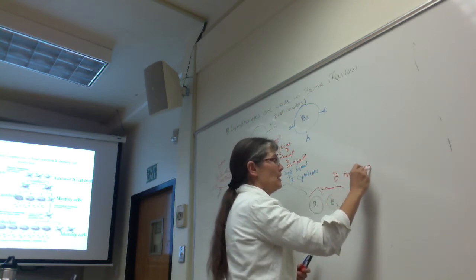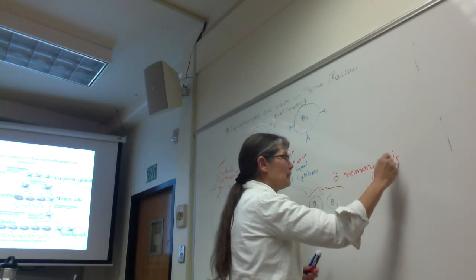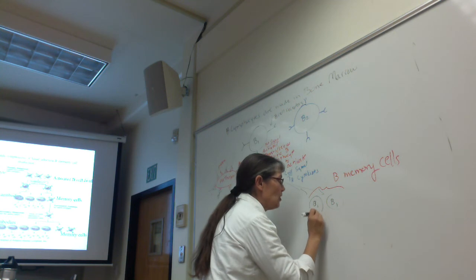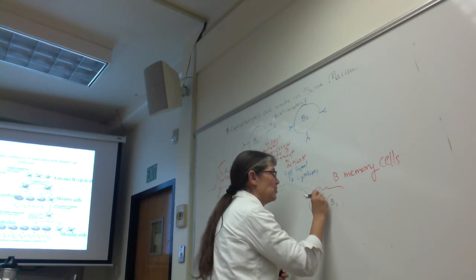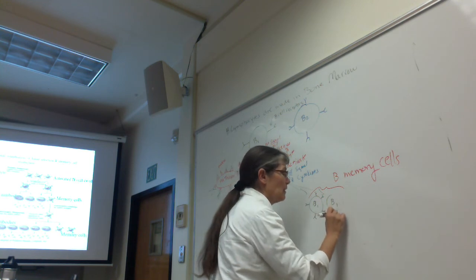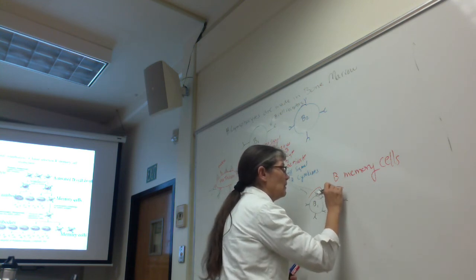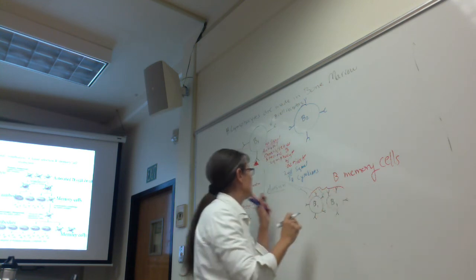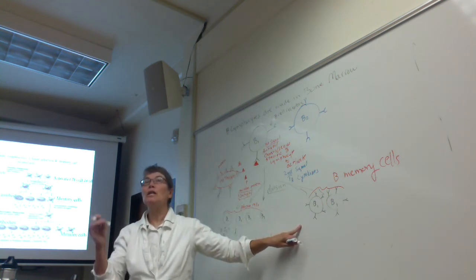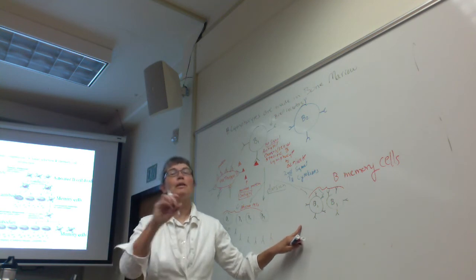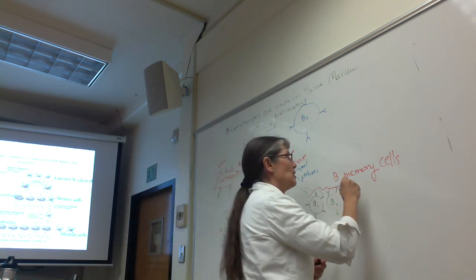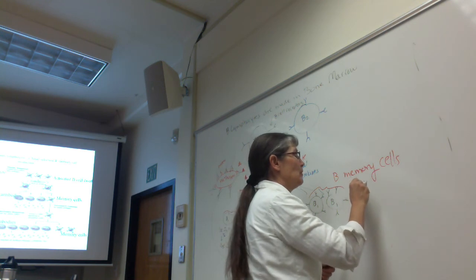And their job is, they're not going to make antibodies. Their job is to live long and remember that antigen. So that if subsequently we get reinfected with that same pathogen, you guys, these B memory cells, they're pre-primed. They are ready to blast into action. So these memory cells will be responsible for what's called the secondary immune response.